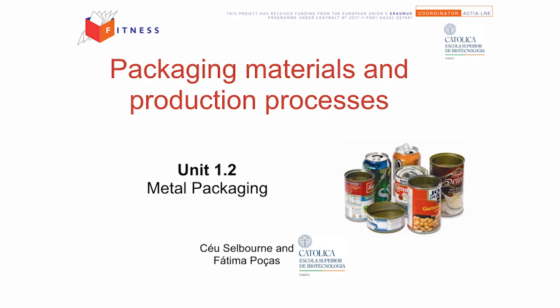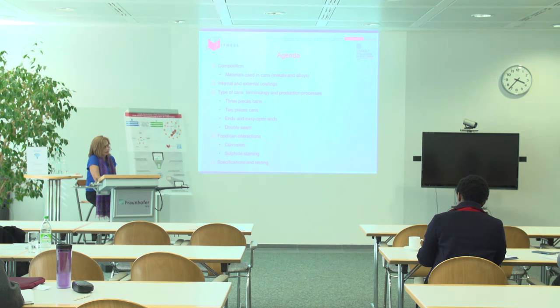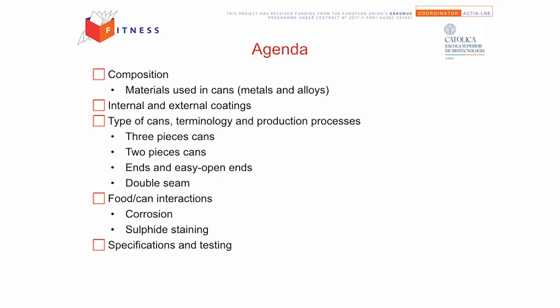We will speak a little bit about metal packaging and cans, metal cans. So we will follow a similar agenda. Explain a little bit about the composition and the type of materials. We have the coatings, and then we have different types of cans, and a little bit on food and can interactions, and specifications and testing.